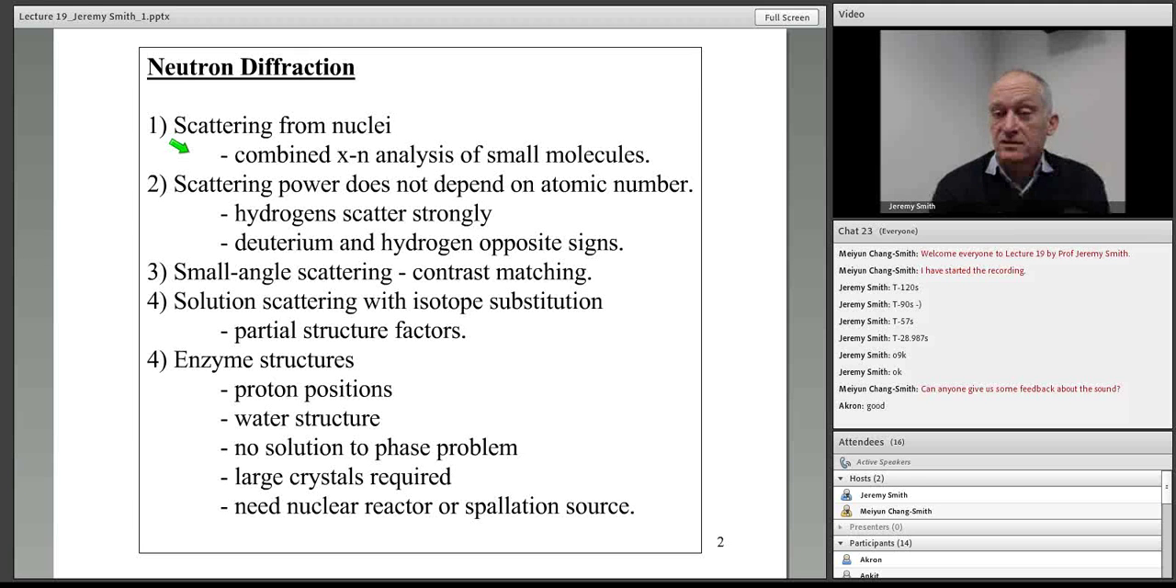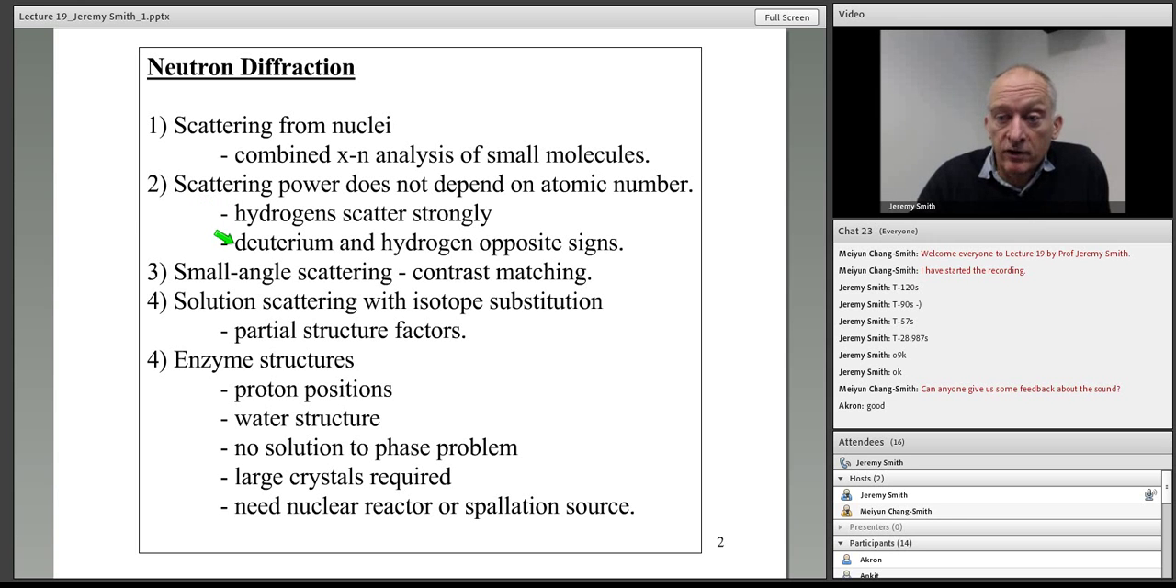Another aspect that neutron diffraction is useful for is in the second point here. You see I have points 1, 2, 3 and then 2 point 4. Huh? But here the scattering power does not depend on the atomic number, and hydrogens can scatter strongly, especially incoherent scattering. You've heard of that already.